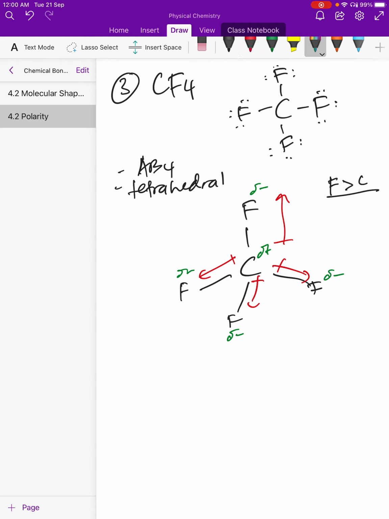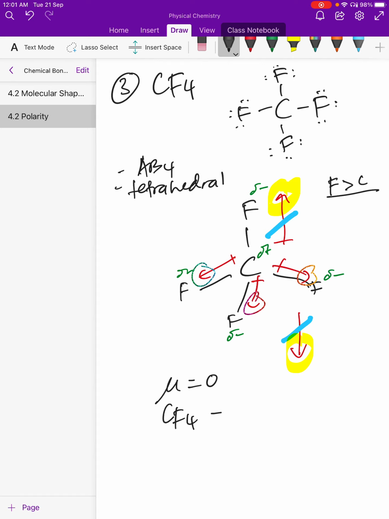As students can see, these three bond dipoles are moving downwards, and there is one bond dipole moving upwards. That means these bond dipoles can be cancelled, because one is moving upwards and the other is moving downwards. So the resultant bond dipoles can cancel each other. That means when the resultant bond dipoles cancel each other, the mu will be equal to zero. Therefore, our CF4 is a nonpolar molecule as well.